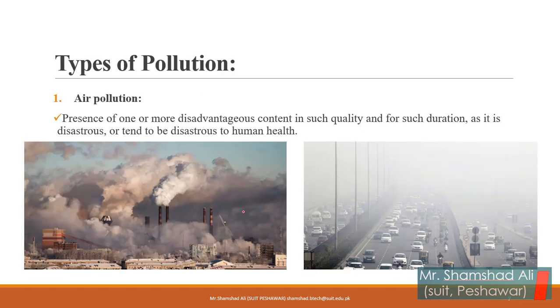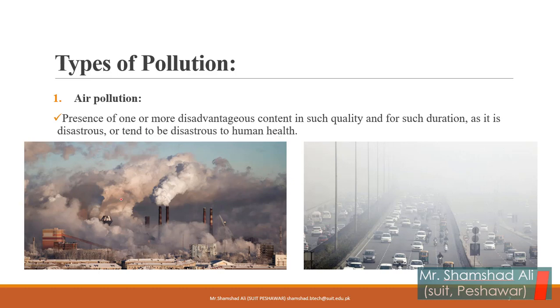Now we are coming to our next topic, which is the types of pollution. The first one is air pollution. It is the presence of one or more harmful contents in such quality and for such duration as is disastrous, or tends to be disastrous, to humans. When there is the presence of harmful gases, etc., which can degrade the quality of the air, this phenomenon is called air pollution.